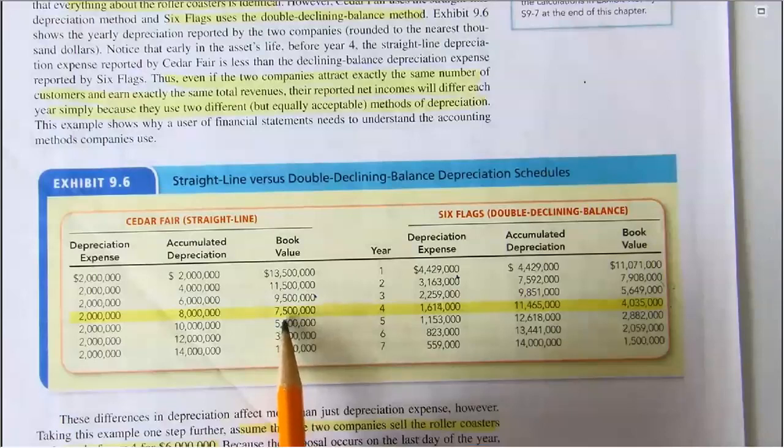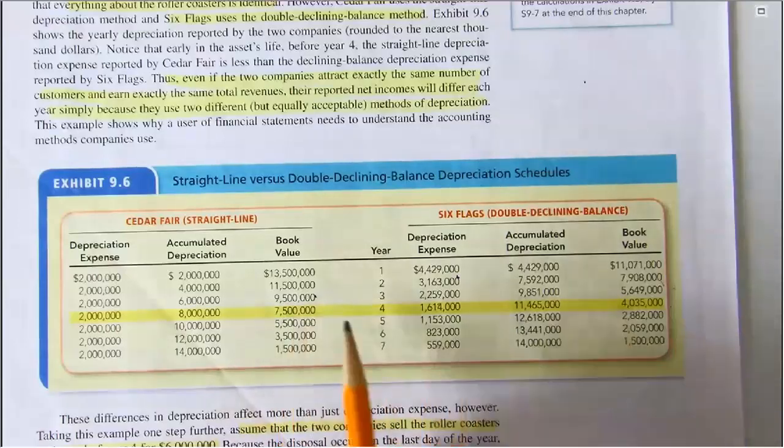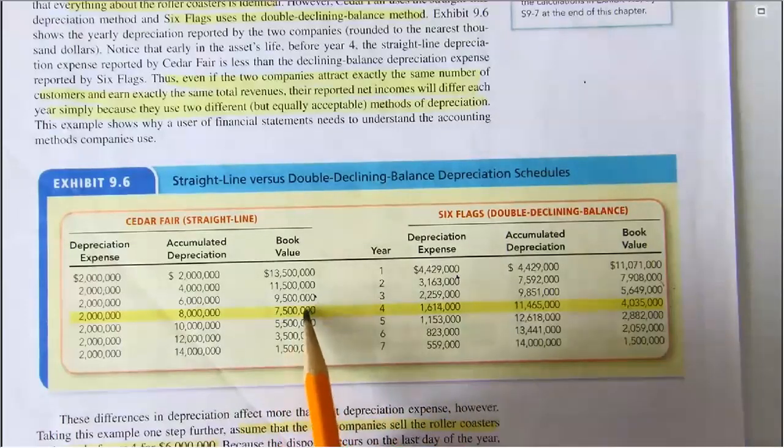Okay, so Cedar Fair is going to get $6 million for something that's worth $7.5 million on their books. So will Cedar Fair have a gain or a loss? They're going to get $6 million for something that's worth $7.5 million on their books. Oh no, they're losing. Right, because they're getting less money than it's worth on their books.